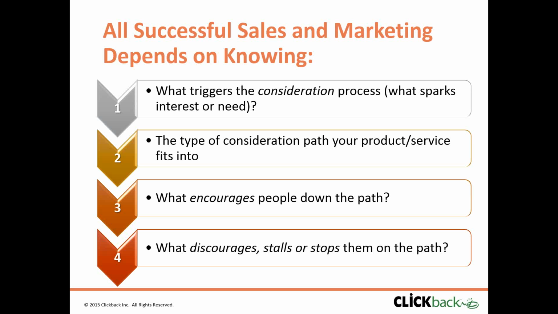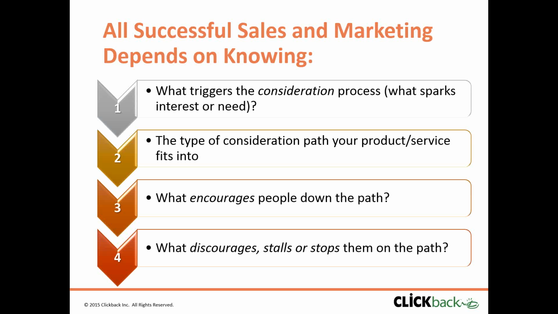Look at the people who've already bought from you. And after understanding their consideration path or process, you're going to be able to know what triggers it in the first place. That's really job one. What gets somebody interested in you in the first place? It might be a specific problem that they have. It might be just the fact that they know you exist.